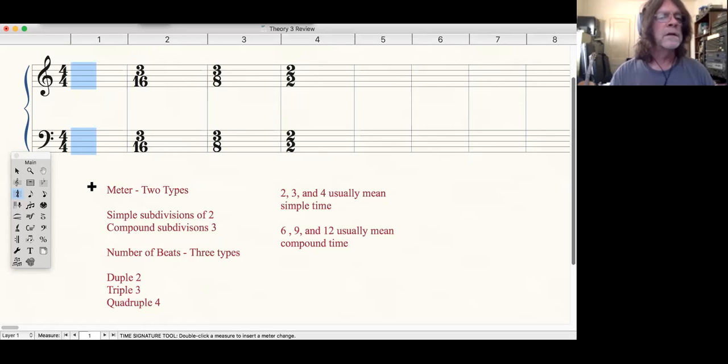You have 1, 2, 3, 4. 1 and 3. 1, 2, 3, 4. 1, 2, 3, 4. And the second beat would be the third weakest beat, and the last beat is always the weakest beat.